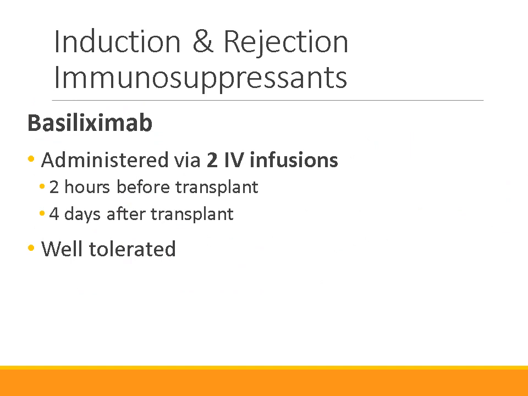Basiliximab is administered via 2 IV infusions. The first one is given 2 hours before transplant, and the second one is given 4 days after transplant. Basiliximab is well tolerated. Again, monoclonal antibodies do tend to be better tolerated than polyclonal antibodies because of their selectivity.